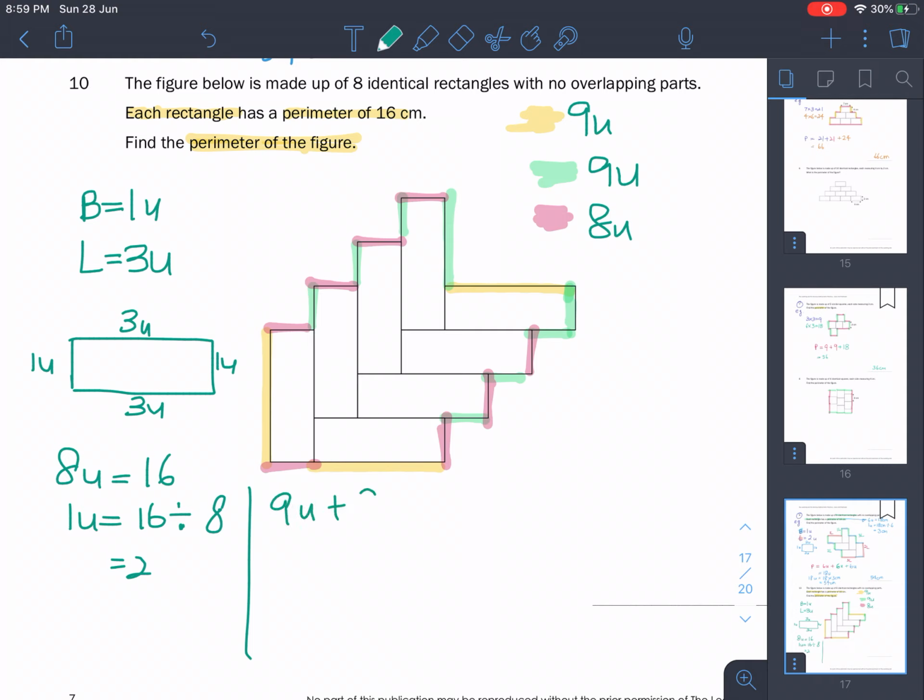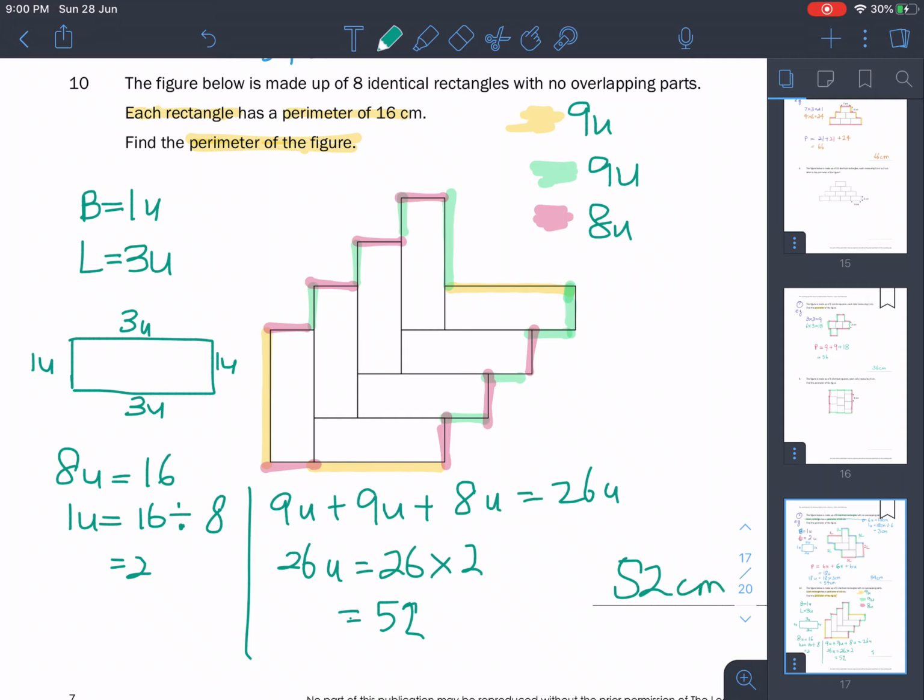9 units plus 9 units plus 8 units. That's a total of 26 units. Since we have previously found out that 1 unit is 2 cm, then 26 times 2 is 52 cm.